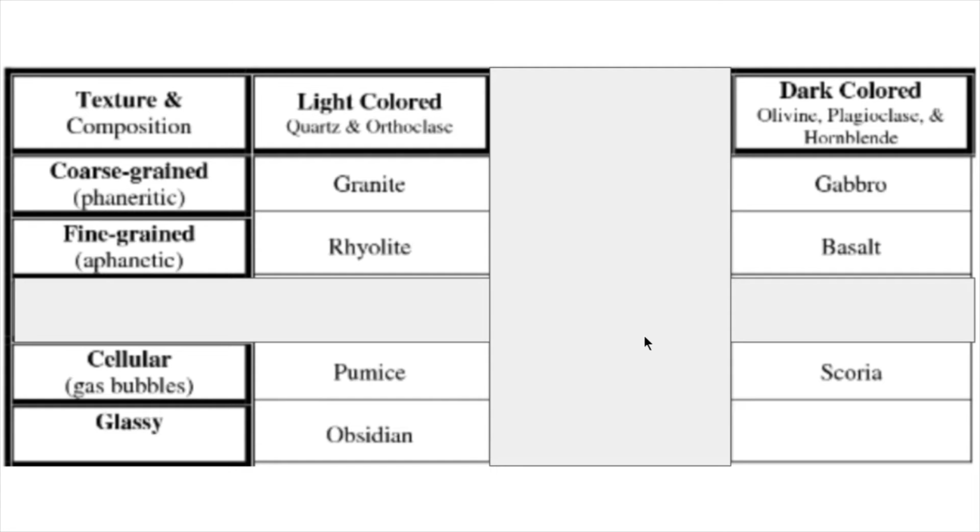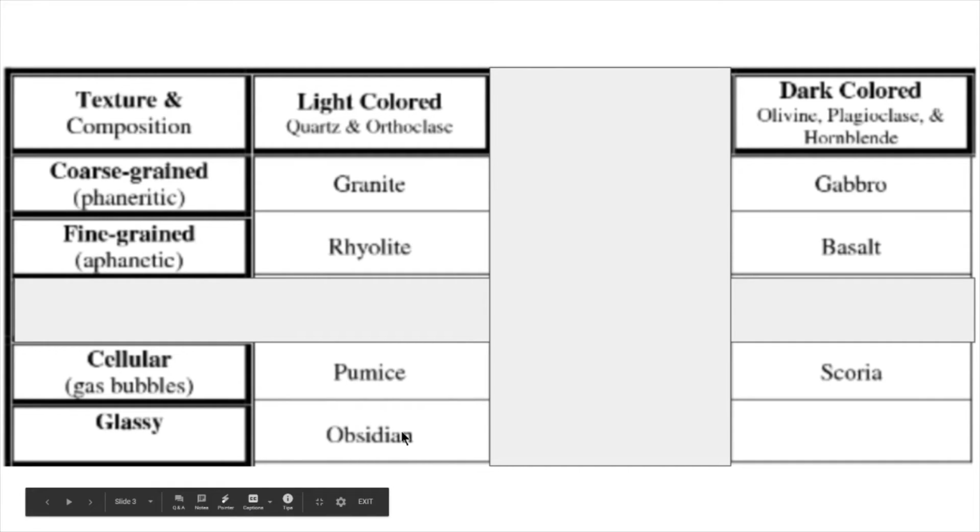So now we bring it down to a much easier understanding. And I probably should have gotten rid of scoria, but I forgot to. So we have light colored coarse. We have dark colored coarse. We have light colored fine. We have dark colored fine. We have cellular, which would be pumice, and we have glassy, which is obsidian.